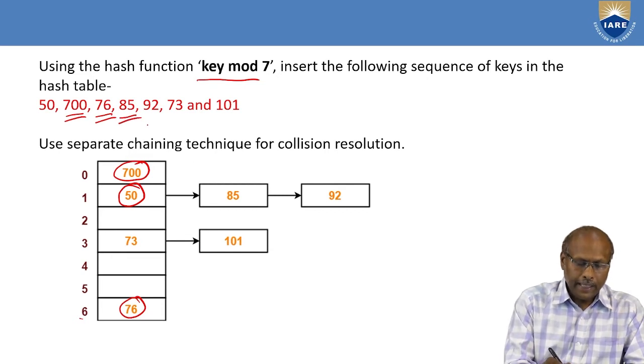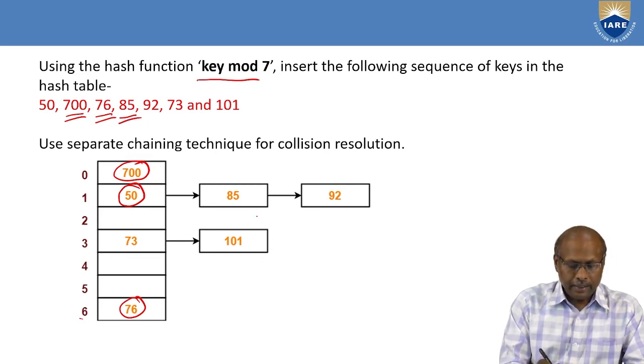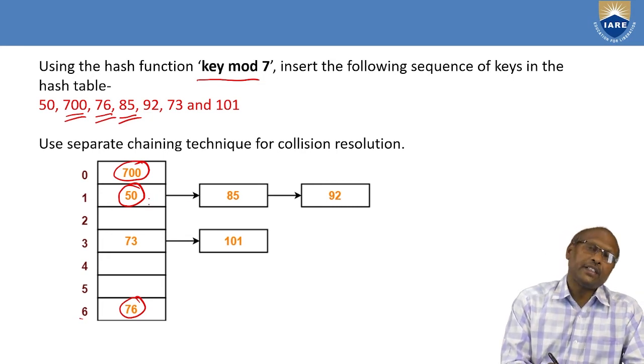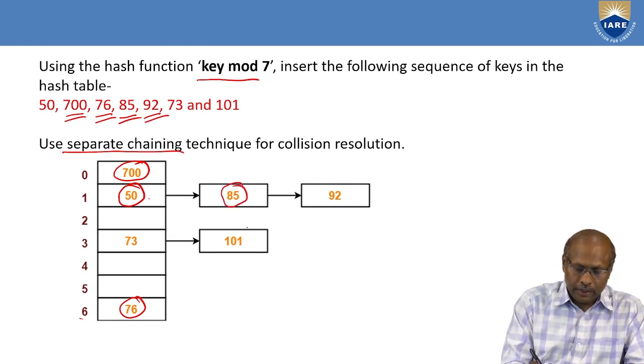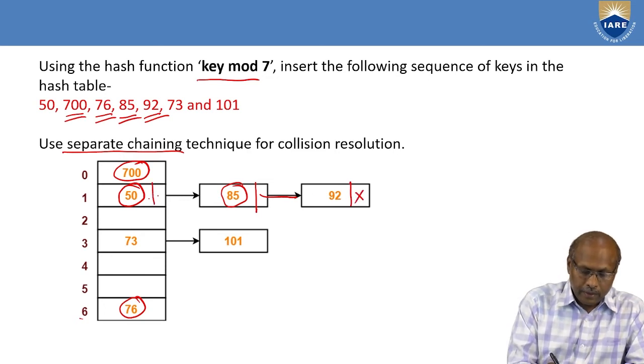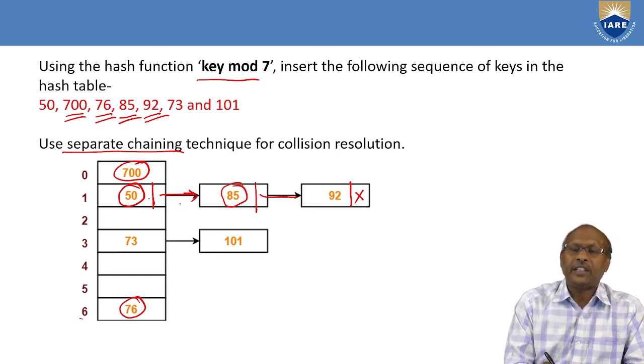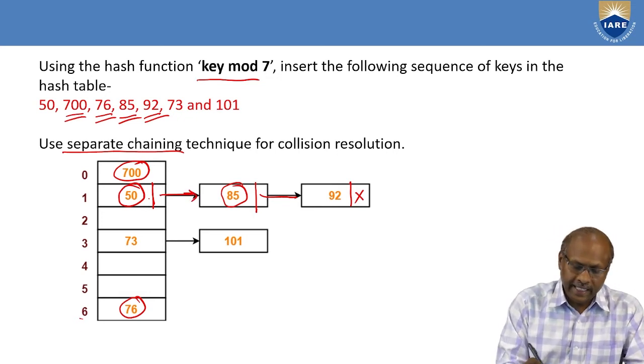Next, 85. 85 modulus 7 gives you again 1. So at 1, data is already there. So I can resolve using separate chaining. So store 85 here. Next, 92. 92 modulus 7 also gives 1. But in the 1st place data is already there. So you can apply chaining. Store here. So whenever a collision occurs, you can resolve it using the chaining technique.